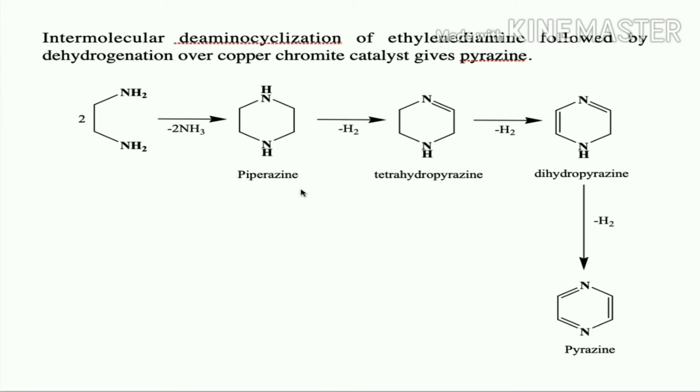Once piperazine is formed, a series of dehydrogenation steps will follow to get pyrazine. First it will undergo dehydrogenation to form tetrahydropyrazine. This tetrahydropyrazine once again will undergo dehydrogenation to give dihydropyrazine. This dihydropyrazine will undergo further dehydrogenation to give pyrazine. It is catalyzed by copper chromate catalyst, and this reaction takes place at higher temperature. So these are the important reactions from which we are going to get pyrazine.